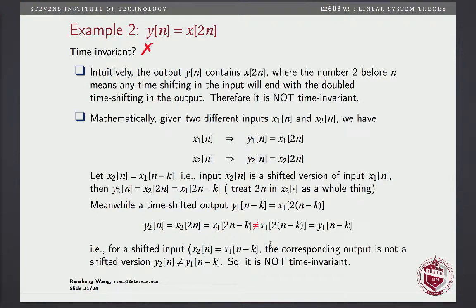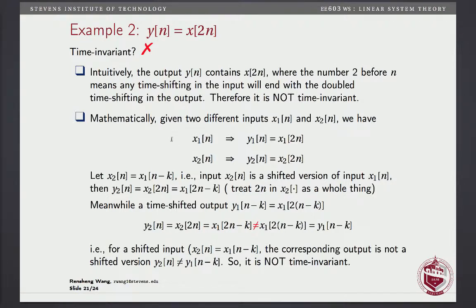How about time invariance? Intuitively, I can say no. Why? Because you have the scaling factor 2 here. If the input shifts a little bit, the output will be what? 2 times the shift. You need double shifting. So that's a time-variant system.